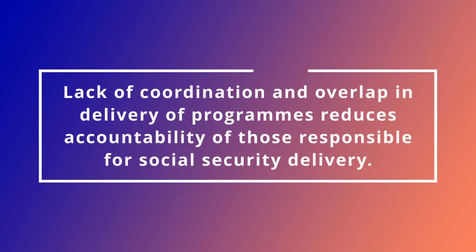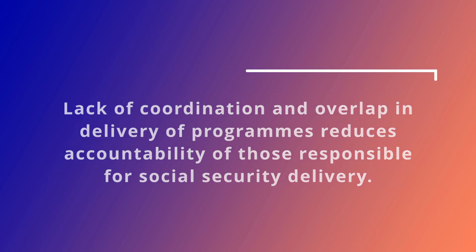And the lack of coordination and overlap in the delivery of programs reduces accountability of those schemes, various kinds of social security delivery. We are lacking accountability. This is another problem. And this is the basic paradox while implementing social security measures: on the one hand the organized sector, who are much better placed, and on the other the unorganized sectors, who are not adequately covered by the various schemes implemented by Indian planners.